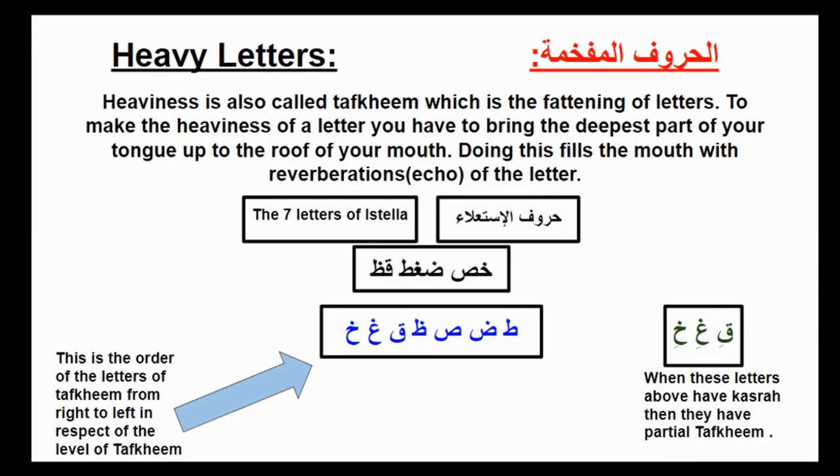Assalamu alaikum warahmatullahi wabarakatuh. Inshallah, in today's video, we will be learning about heaviness and lightness of letters. So, we'll start off with the heavy letters.